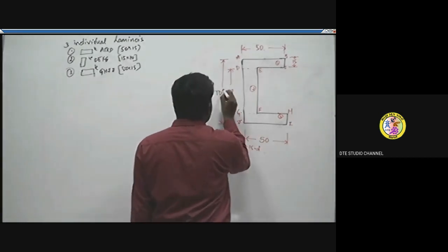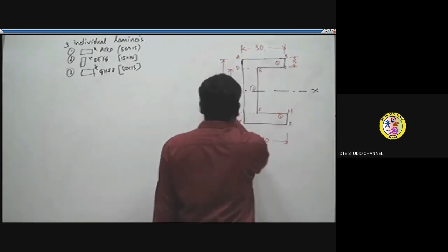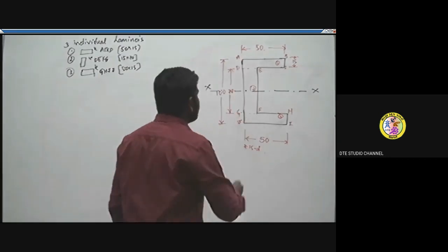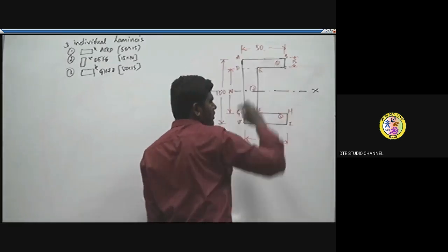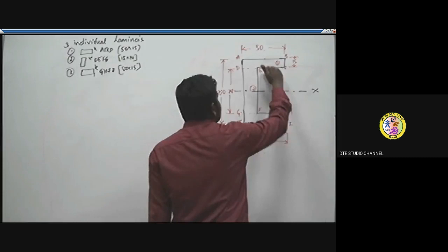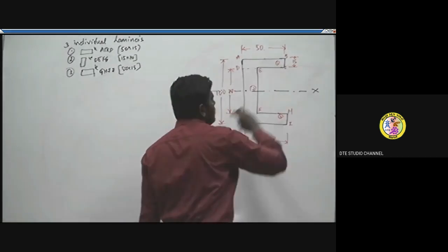Okay, so this is the plane or axis passing through its midpoint. As you observe now, it divides the whole area of this lamina into two equal parts. It is equally, symmetrically distributing the area of this channel section. That's why it is symmetrical about the x-axis.